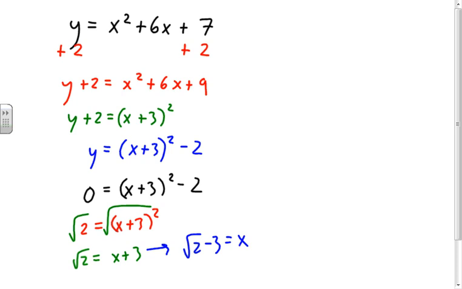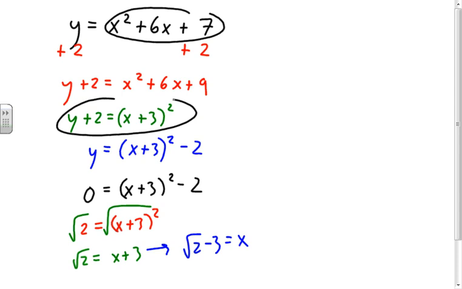Okay, so what we need to look at here is some more examples of completing the square. This process that we went through here of turning this into this is called completing the square because we're making it into a perfect square.